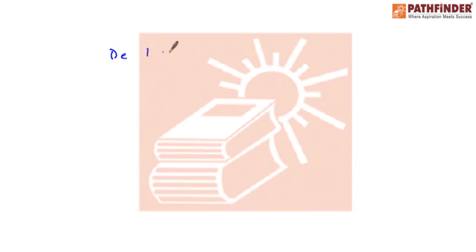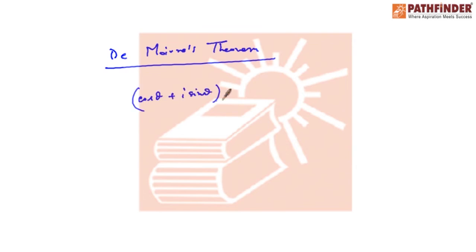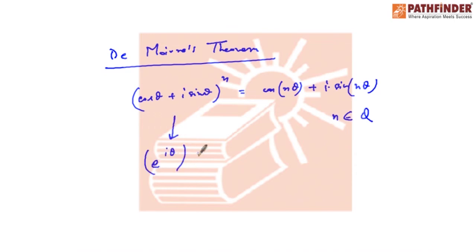We talk about de Moivre's theorem. Now it tells us that if you have a complex number in the form cos theta plus i sin theta, and if you raise it to the power n, then one of its values must be given by cos n theta plus i sin n theta, where n is any rational number. Now of course this theorem can be easily proved using the Euler formula, because cos theta plus i sin theta can be taken as e to the power i theta, whole to the power n, which is given by e to the power i times n theta using indices, and hence we get back to cos n theta plus i sin n theta.